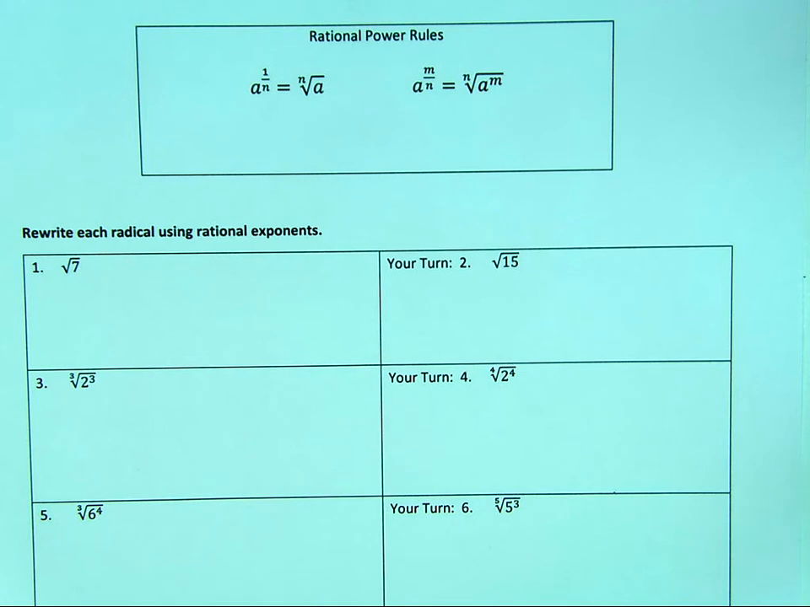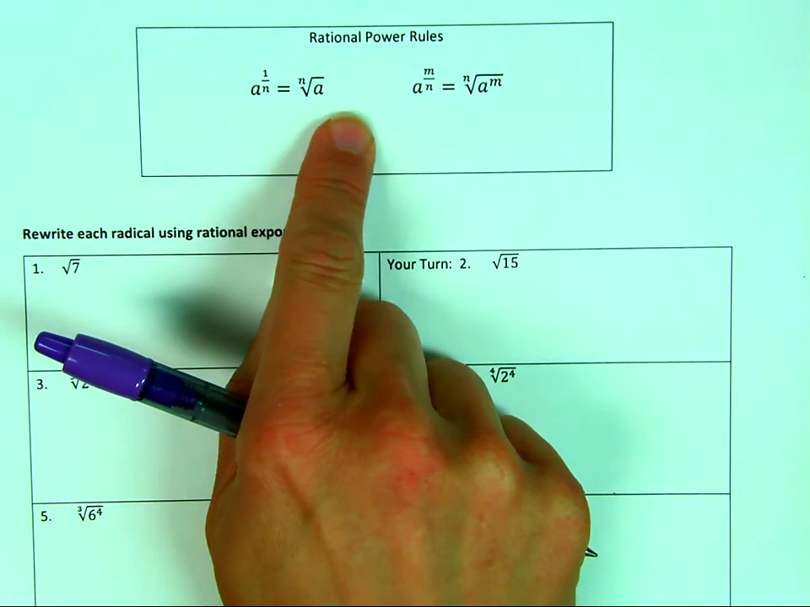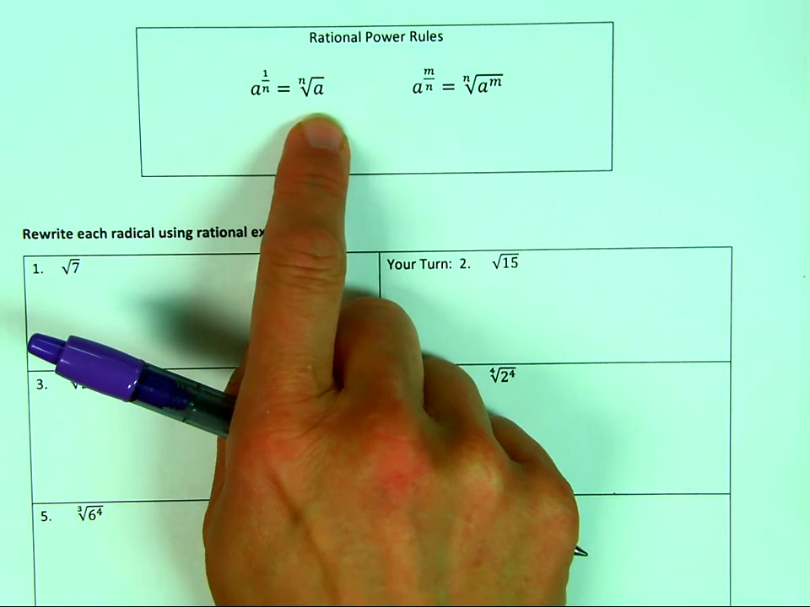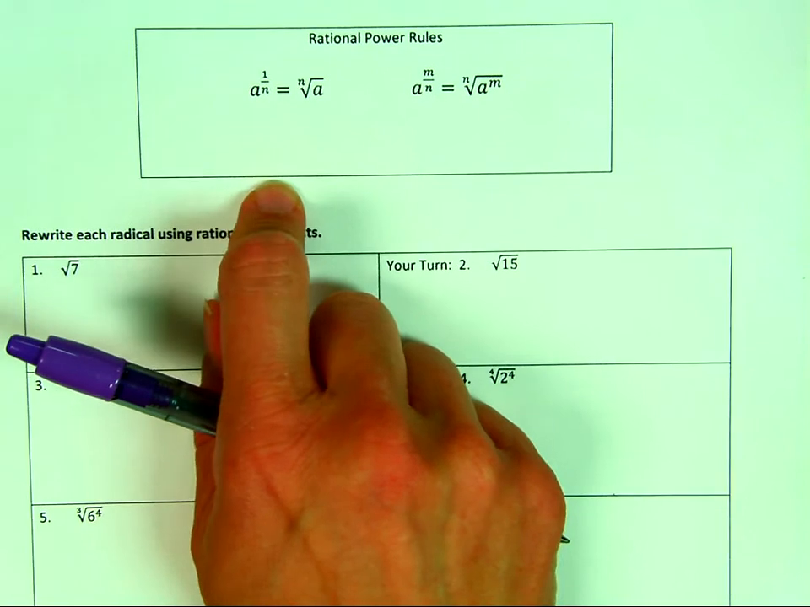So Learning Target 1 says I can look at an expression with rational exponents and change it to a radical expression, or I can look at a radical expression and change it to rational exponents. So you should be able to go back and forth. So we want to remember our rules.